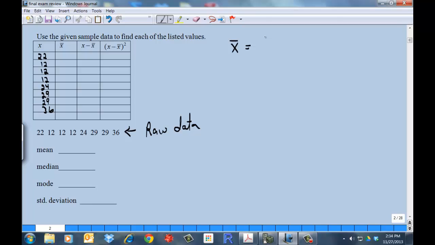And then the next thing you want to do is go ahead and just find the mean. X bar, remember, is the sample mean, which is the sum of x over little n, the sample size. So we're going to add all of these values up. Plus 12, plus 12, all the way down to 36, and we're going to divide by our sample size, which is 8. So we get the average is 22, which will go here.